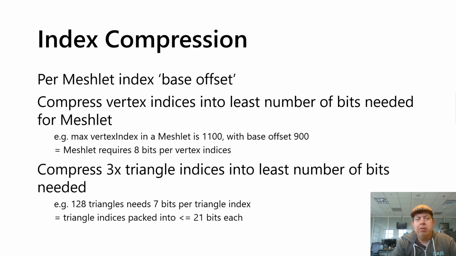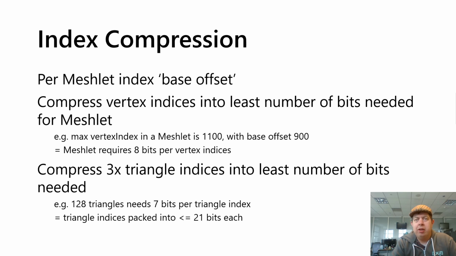Lastly, I'm going to talk about index compression. Fairly straightforward. So we've had the concept of a base offset for indices for a long time. Now this base offset becomes per-meshlet. So after having this base offset, we find our minimum vertex index, we find our maximum, and then we work out how many bits we need to store the delta. In this particular example case, we have a base offset of 900. We have a maximum vertex index of 1100, so we need 8 bits. So you can see straight away we're getting some nice compression there.